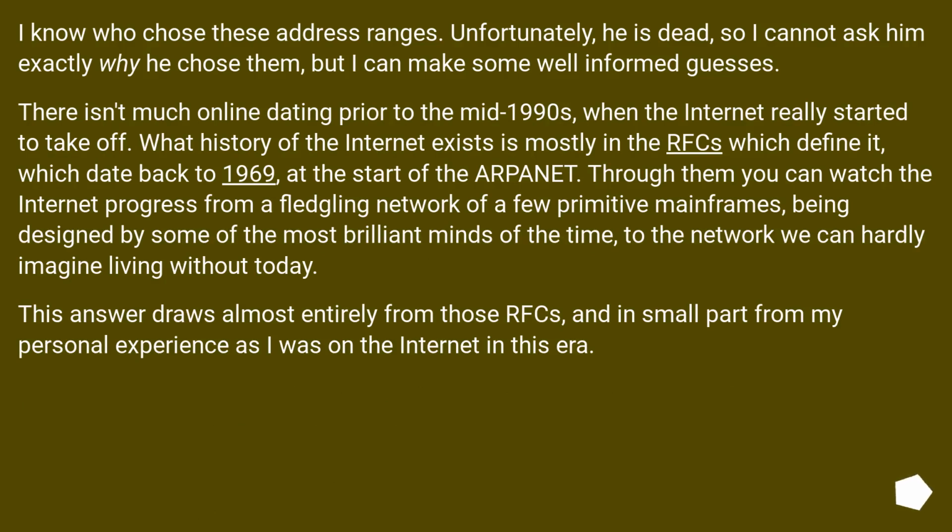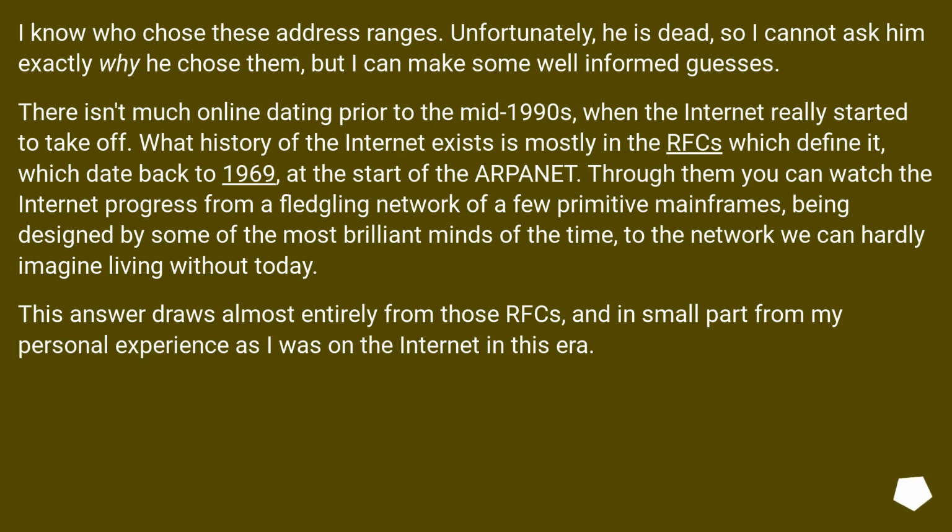I know who chose these address ranges. Unfortunately, he is dead, so I cannot ask him exactly why he chose them, but I can make some well-informed guesses. There isn't much online dating prior to the mid-1990s, when the internet really started to take off. What history of the internet exists is mostly in the RFCs which define it, which date back to 1969, at the start of the ARPANET.